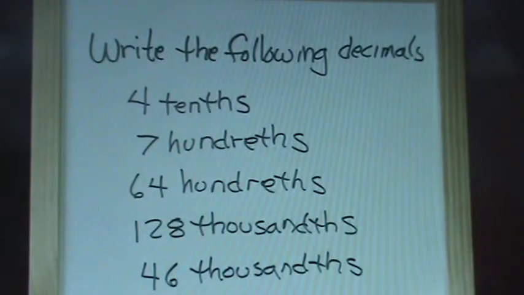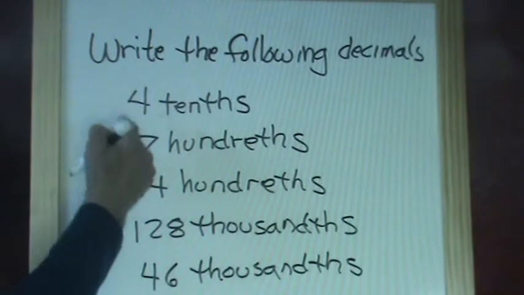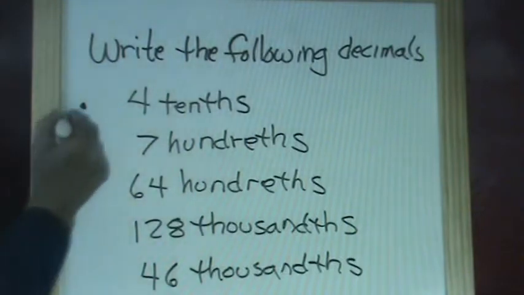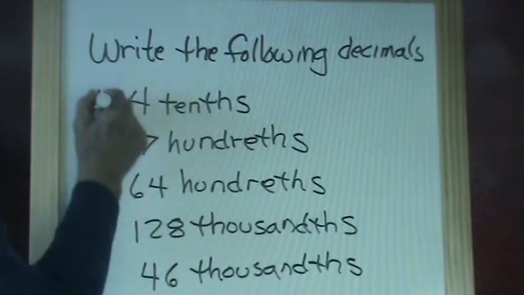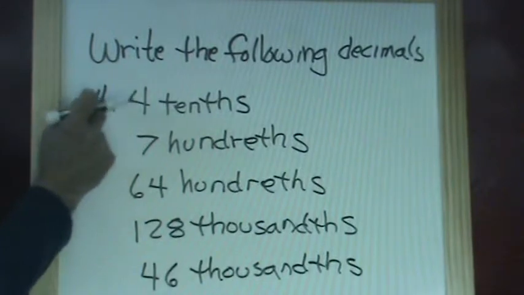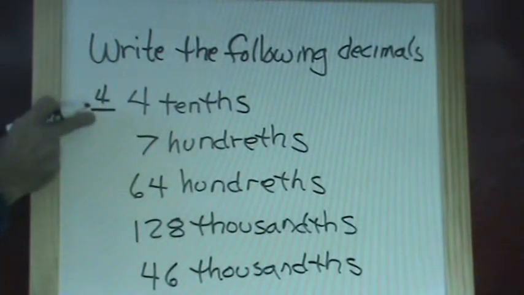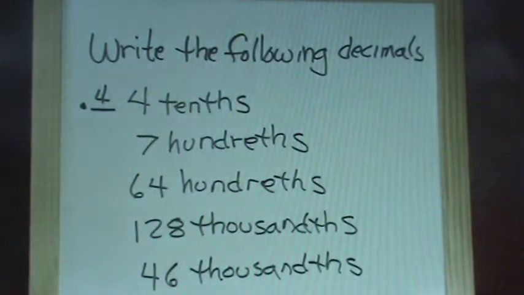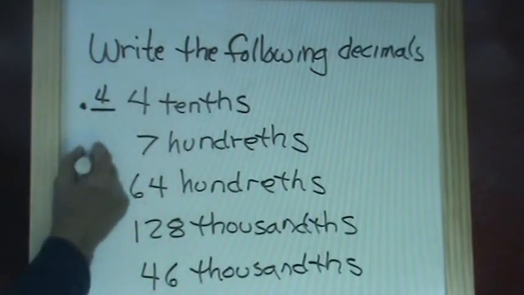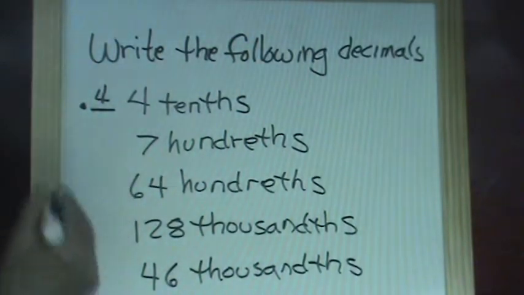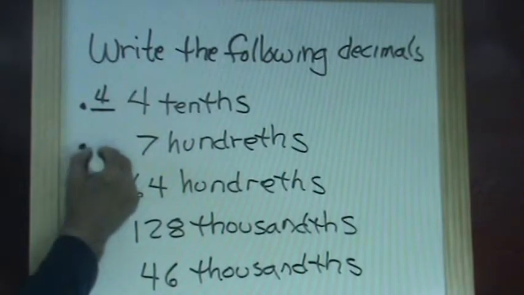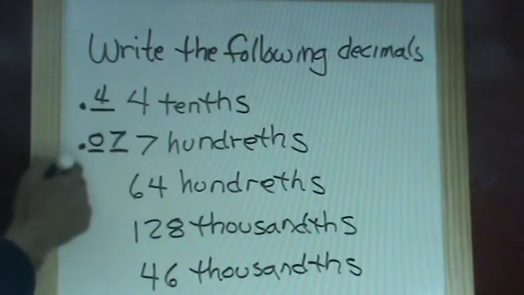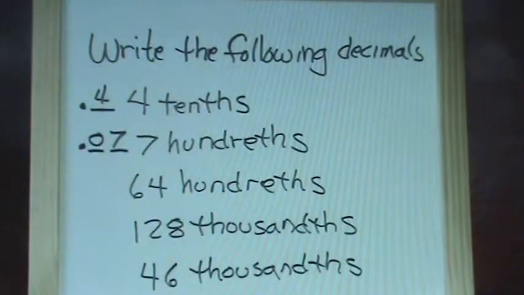Well, let's see how we did here. All right, the first problem said 4/10. Well, I know that the tenths place is the first place after the decimal point. So decimal point 4 would be 4/10 because that's the tenths place. In the second problem, it said 7 hundredths. Well, I have hundredths, so I'm going to have two places, tens and hundredths. Since this is 7 hundredths, decimal point 07 is 7 hundredths.